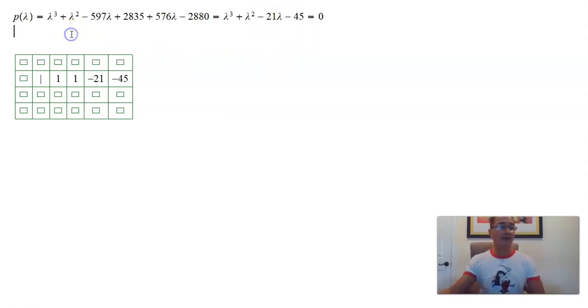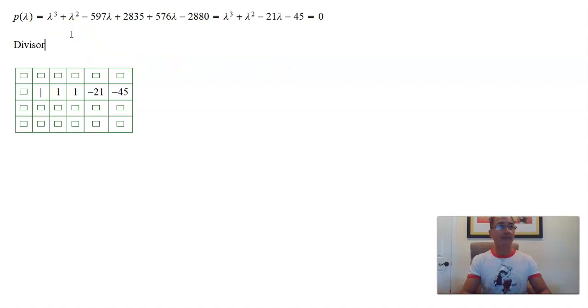Who are the divisors of 45? Of course, 1 is always a divisor of any integer. Not 2, but 3 is. Not 4, but 5 is. Not 6, not 7, not 8, oh, but 9 is. And so on. Okay, so let's hope that we find it very soon.